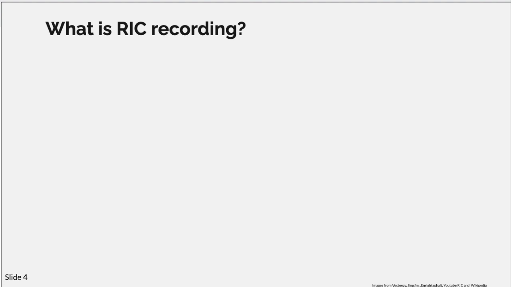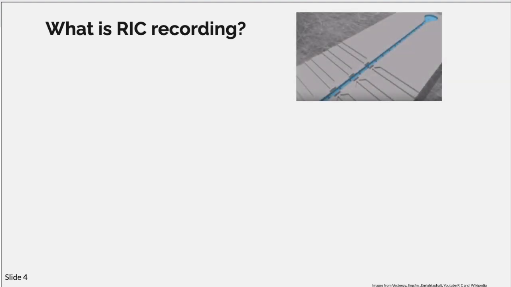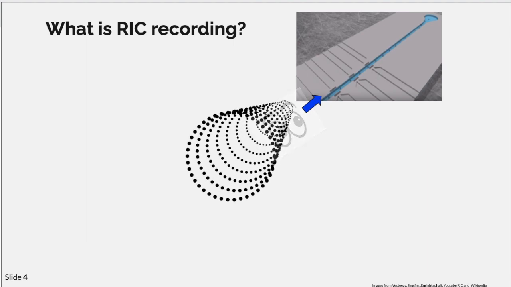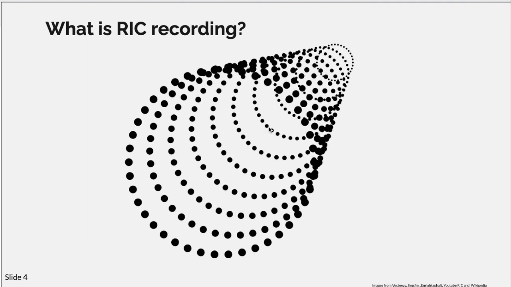Now, all this is great, but what is RIC actually recording? To understand that, we just gotta shift our views. So let's pretend we're looking at the chip from the front side, in such a way that we can see the 3D of the channel that's carved into it.